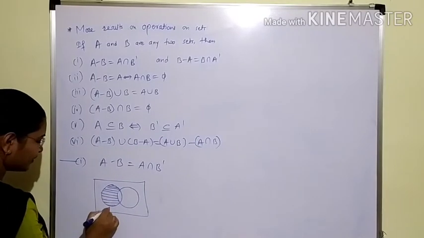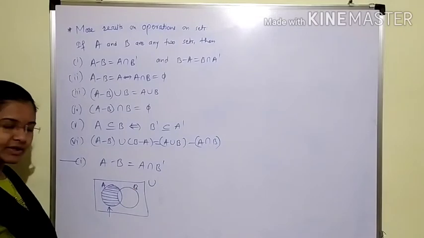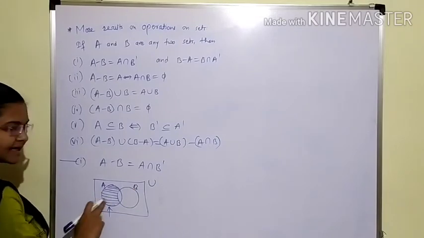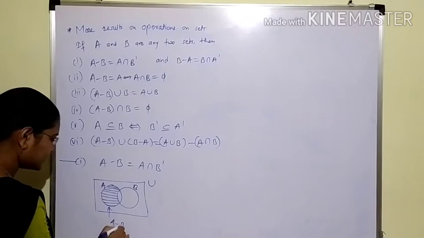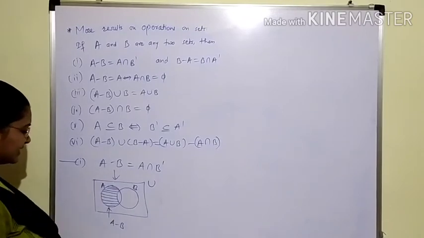So this difference, if both the sets are A and B and this is your universal set U, then this shaded part is nothing but A minus B.